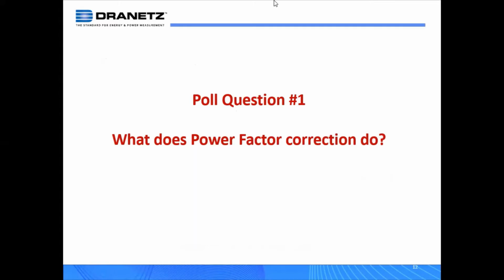And what does power factor correction do? So you guys can go ahead and chime in on this. And we'll give it a few seconds to allow everyone to put the poll here. Give it a few more seconds. We're about halfway through. So we'll give it another 30 seconds.